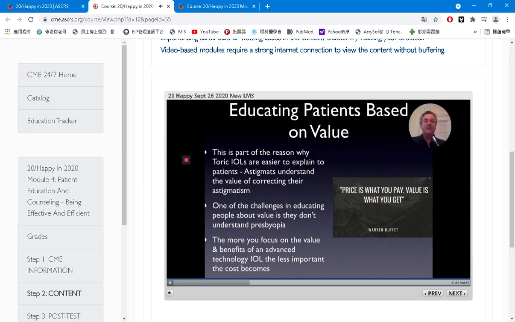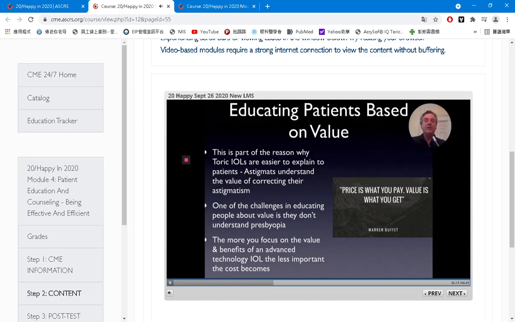Toric IOLs are much easier to explain to patients because patients with high levels of astigmatism understand the value of correcting their astigmatism. They've done it their whole life. And because of that value, they're much more amenable to going ahead with an advanced technology lens to correct astigmatism at the time of cataract surgery. The challenge in educating people about presbyopia and presbyopia correction at the time of cataract surgery is patients don't really understand presbyopia, and they certainly don't understand the absolute presbyopia that comes at the time of cataract surgery if you place a monofocal lens and give them good distance vision.